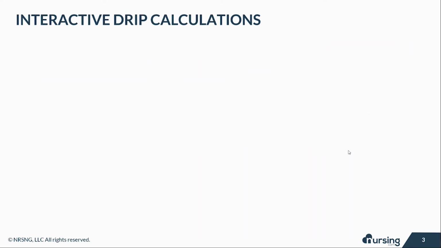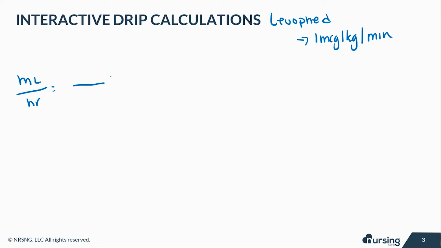Let's do another one. So this next one I want to work out is going to be Levophed. Our order for Levophed on this particular one is going to be 1 microgram per kilogram per minute. So again, because this is an infusion, we're going to start our problem with milliliters per hour. I need to know what to put here. It's milliliters. So in order to do that, I need to know the concentration of the medication that I'm going to use. So usually Levophed comes in a 250 ml bag and it contains 4 milligrams. So I'm going to put 250 mils over 4 milligrams.